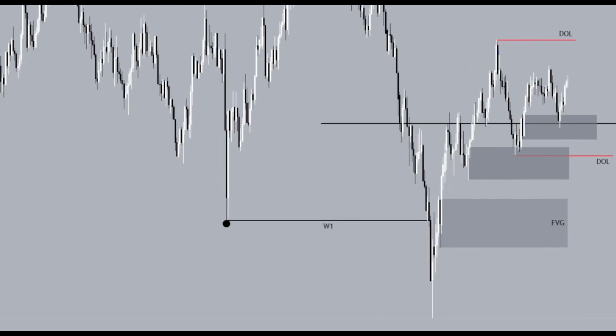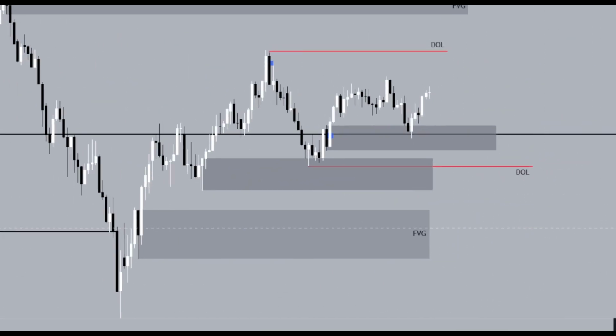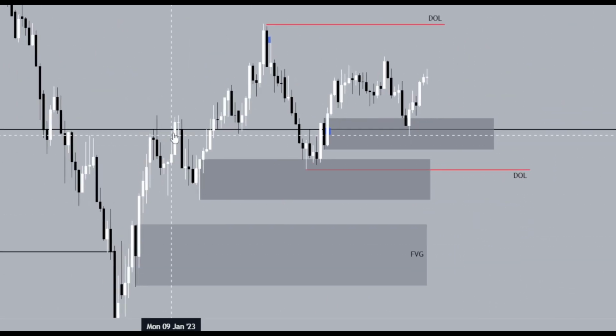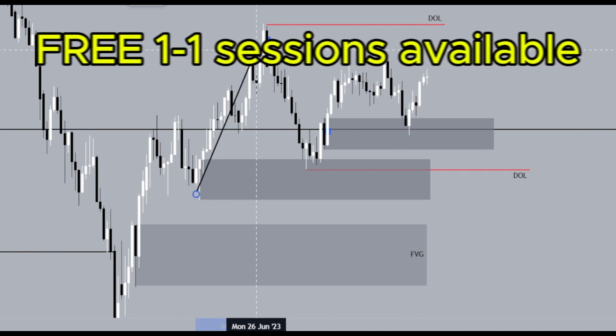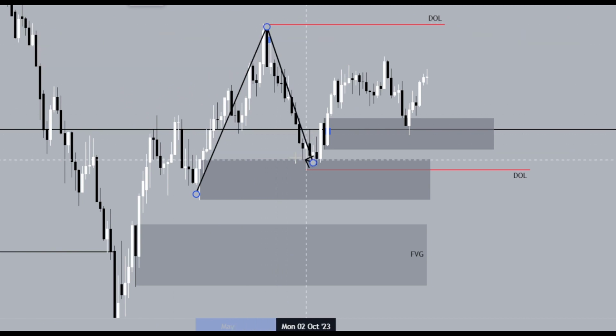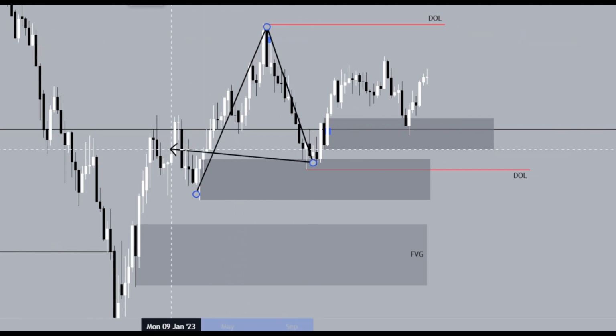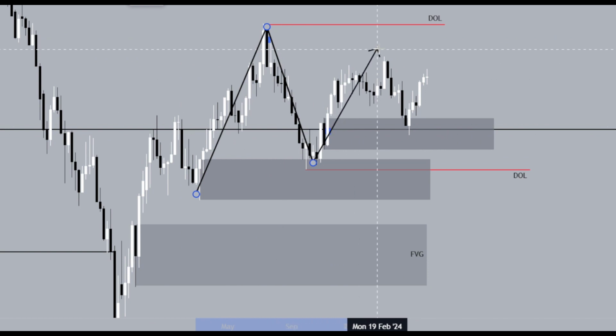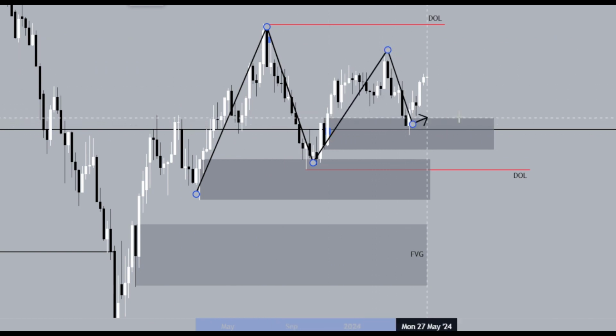So what we've had over here is we've had 2 demand zones that have been respected, right? So yes, we've left inefficiencies. So how do we read price? Reading price is very important. So yes, we had a push up over here into the premium. Above the 50% level, we're in the premium. Prices come down, tapped off a fair value gap, tapped off a demand zone, has pushed higher into a premium again. Prices retraced off this other demand zone.